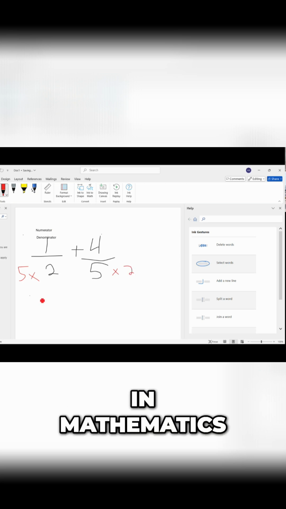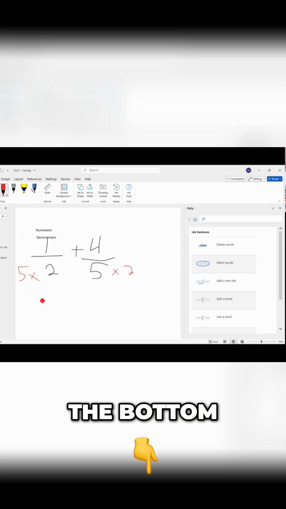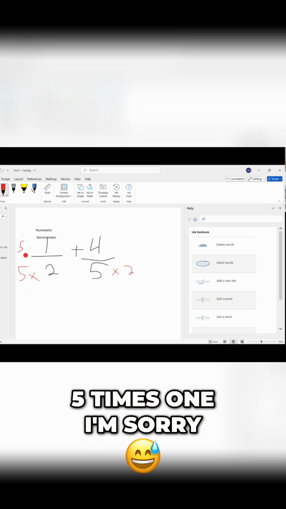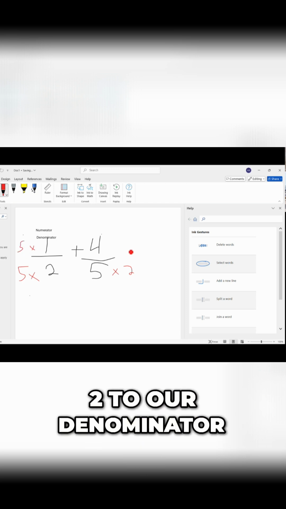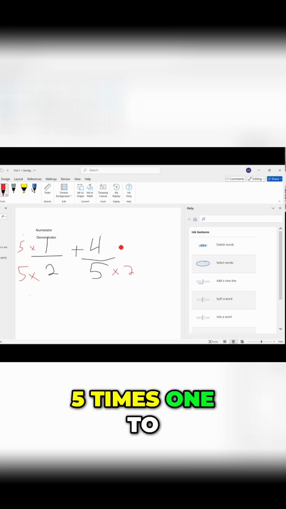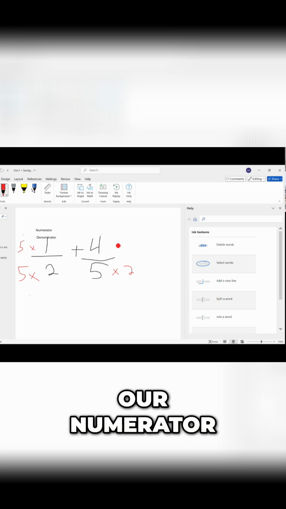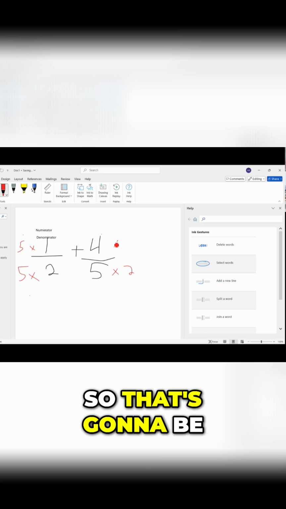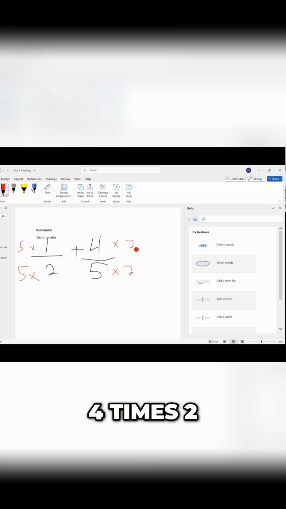Now, in mathematics, what you do to the bottom, you must also do to the top. So if we did 5 times 2 to our denominator, that means we've got to come up and do 5 times 1 to our numerator. And then over here, same thing. What we do to the bottom, we have to do to the top. So that's going to be 4 times 2.